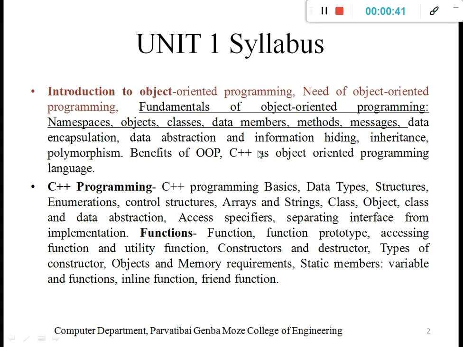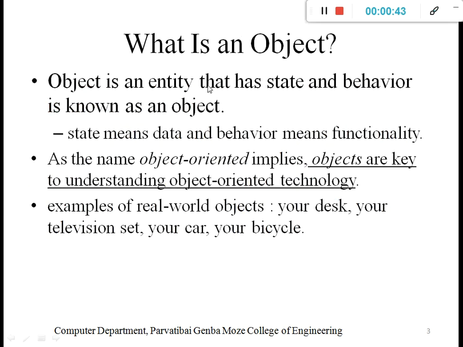Then we will start with the basics, that means what is an object. We already understood what an object means; we'll just review it for better understanding. An object is an entity that has a state and behavior. Anything which has a state, meaning data, and behavior, meaning a function, we can say is an object.